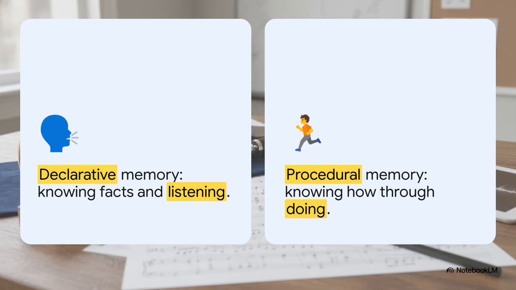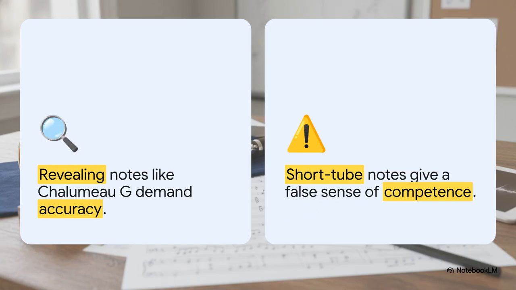As a director, it's so tempting to just talk at your students, right? You want to prioritize the facts. But your real job is to design class experiences that force them into repeated, thoughtful doing. That is exactly how you build that essential procedural memory. To build those good procedural habits, your immediate goal should be focusing on what we call notes that reveal.